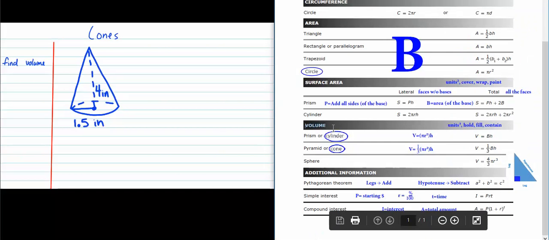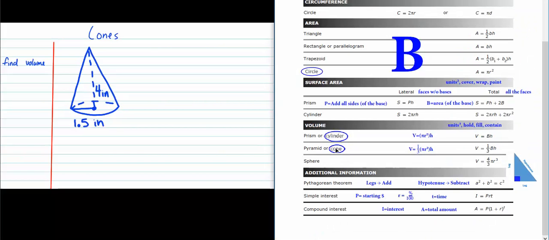There's still the volume section here, but I'm not asking for cylinder, I'm asking for cone. So the original formula starts off with 1/3 area of the base times the height. But I'm going to go ahead and change that to 1/3. Notice my circular base will become pi r squared times the height. And then to use the formula, find r, find h.